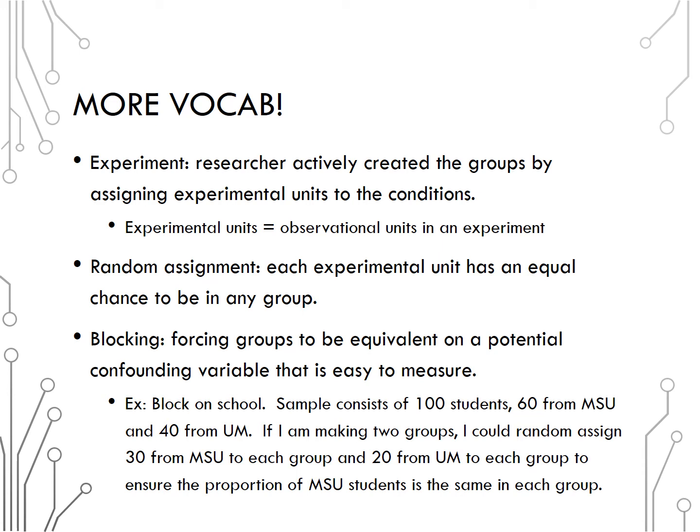Blocking only works on variables you can easily measure and create distinct groups from. It forces your groups to be identical by randomly assigning to groups within each block, rather than randomly assigning from the sample as a whole. In this way, we have forced our groups to be the same on this potential confounding variable, making it not confounding.